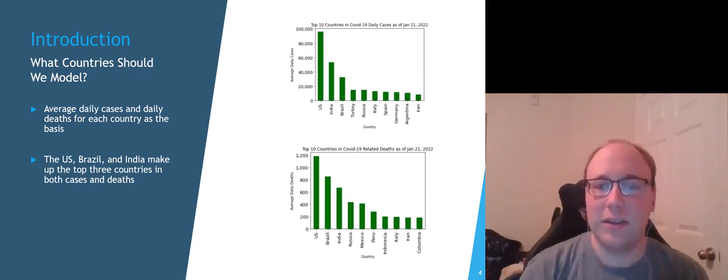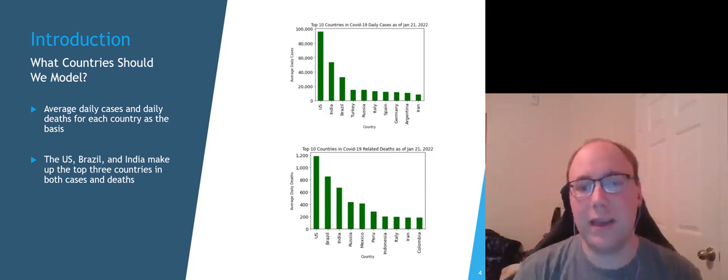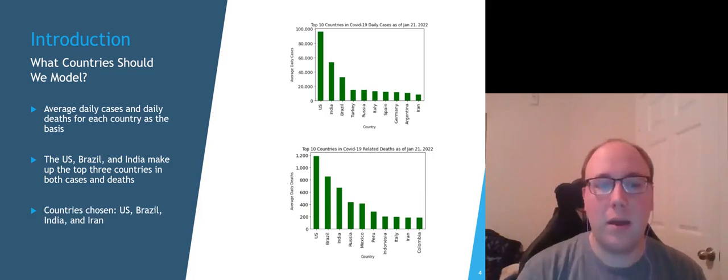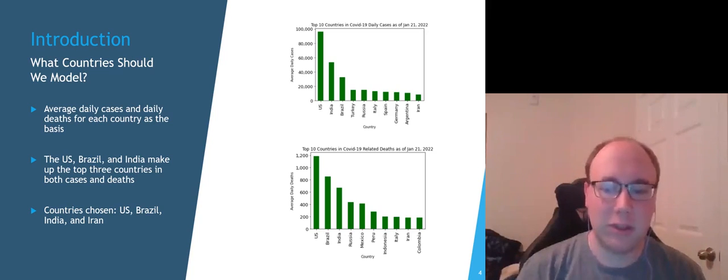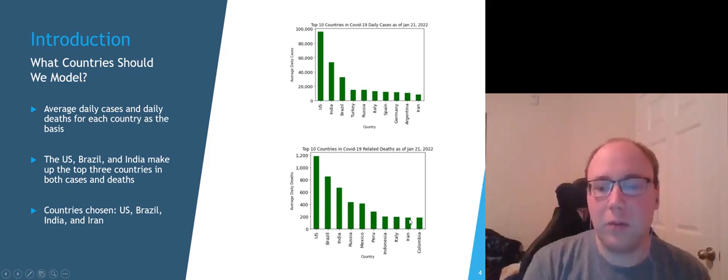As you can see, the top three in both daily cases and daily deaths were USA, India, and Brazil. So we decided to go with those three, but we also picked Iran as our fourth country just to get some extra data, so we weren't focusing solely on the big three. We also wanted to get some smaller data as well, but Iran still is on both top 10 charts as well.